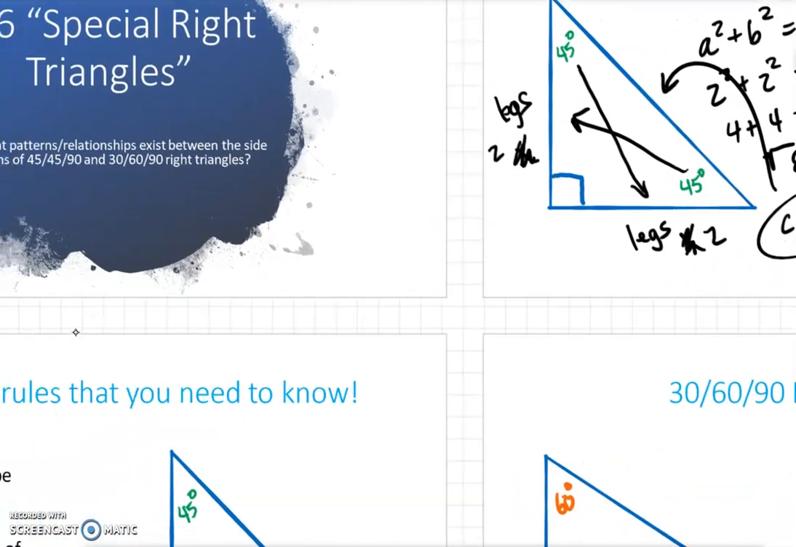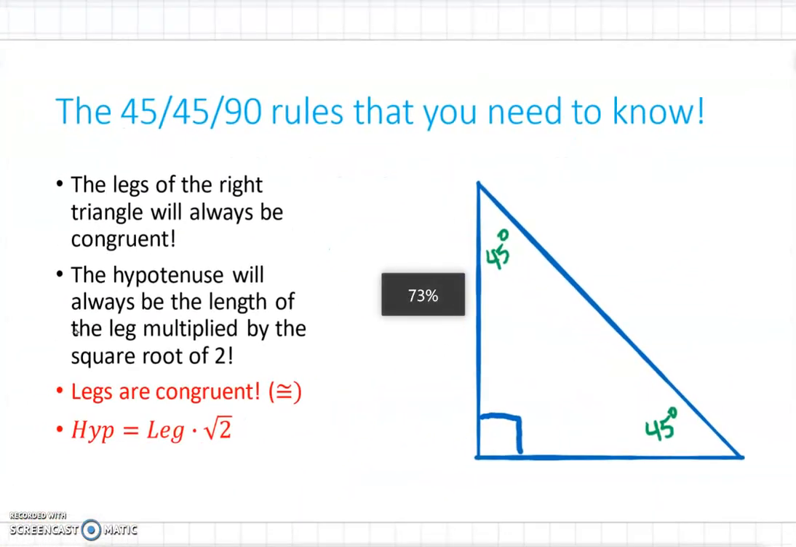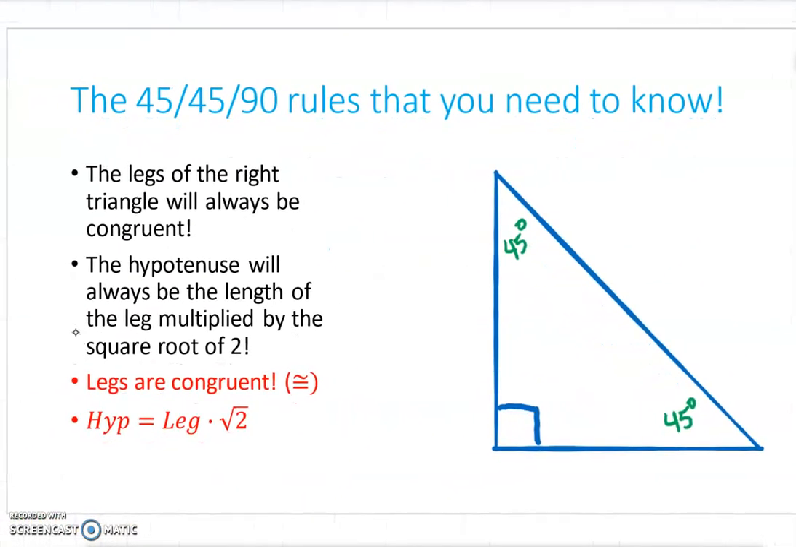So those are some rules that you need to write down. Make sure that you get these all down. In a 45, 45, 90 right triangle, the legs of the right triangle will always be congruent. Always be the same. So once again, if this leg is x, then the other leg must be the same length, x. The hypotenuse will always be the length of the leg multiplied by the square root of 2, like we just talked about in this note.